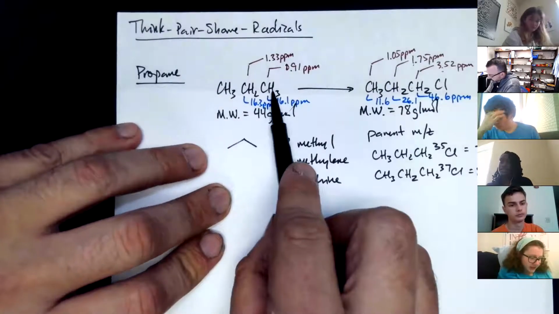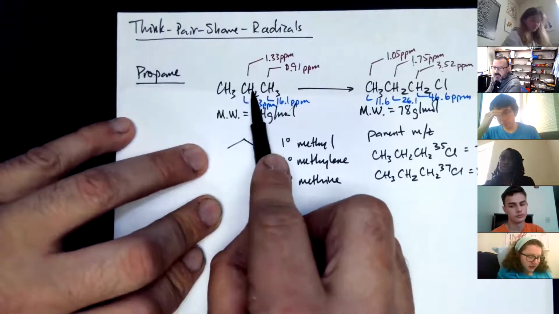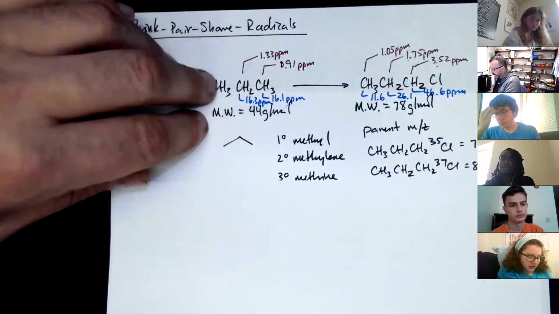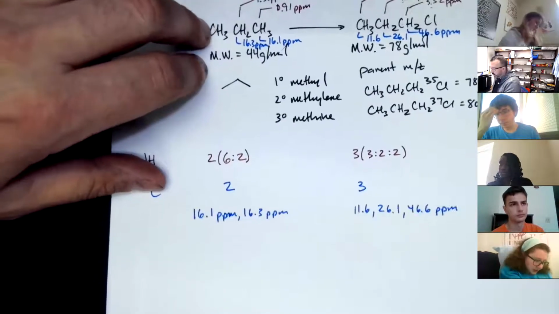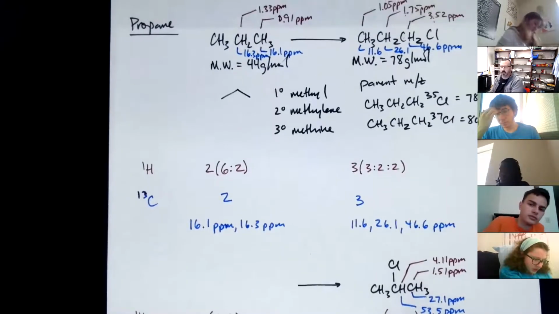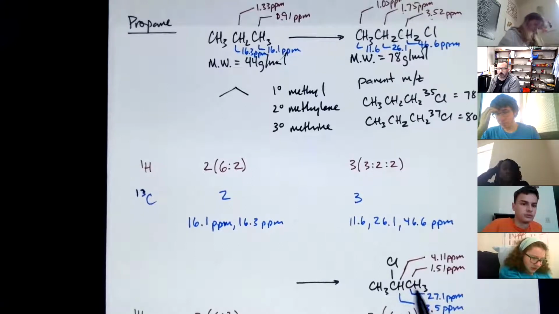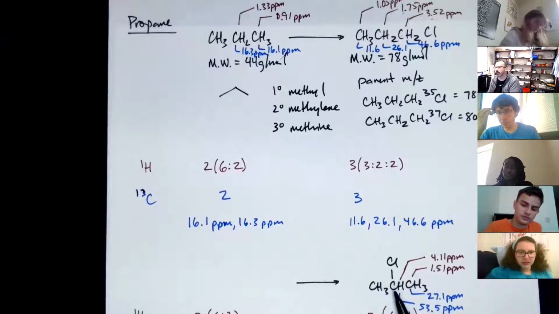So this was for substitution of a primary, but we can also get substitution of a secondary. Notice that the mass does not change. This is just a constitutional isomer here. The mass stays the same, so you really can't differentiate off that.